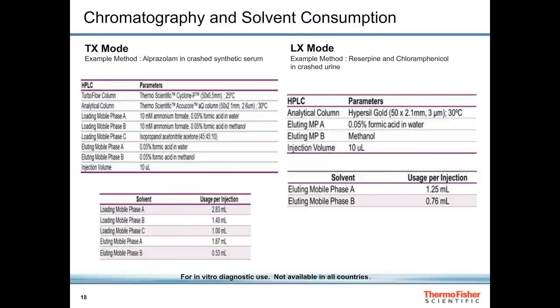This summary gives you an idea of how much solvent is used in TX mode versus LX mode. The TurboFlow technique typically uses 3 solvents from the loading pumps. Solvent C washes the TurboFlow column so that it can be ready for the next injection. The final separation of Alprazolam by the AccuCore column under control of the eluting pumps involves a similar amount of solvents as the reserpine and chloramphenicol separation accomplished in LX mode. In either mode, the solvent consumption is low.